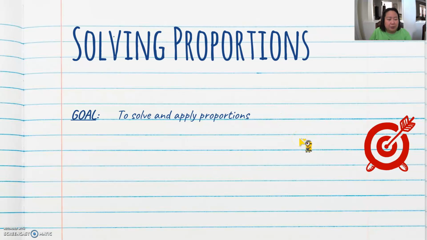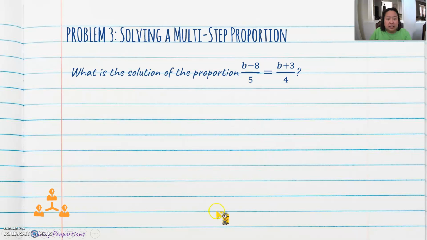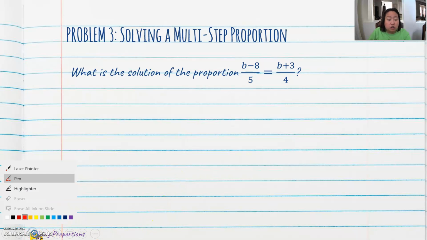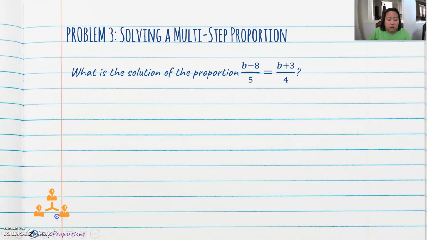All right, so continuing our discussion on solving proportions, let's have this next example. As you can see now, we still have proportions, but what you will notice is that we have a multi-step proportion. Whenever we are working on these types of proportions, the easiest way would be to use the cross product still with this one.